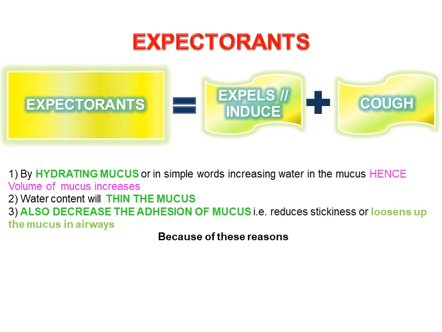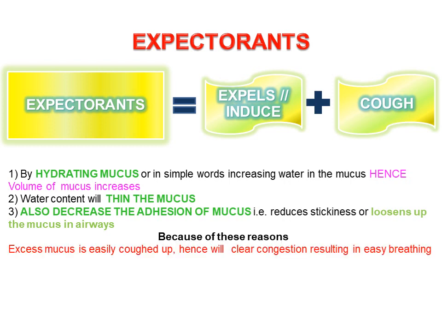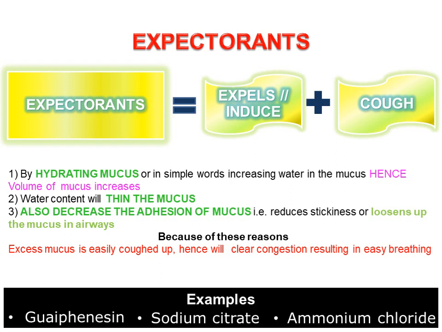Because of these reasons, excess mucus is easily coughed up. Hence, it will clear congestion, resulting in easy breathing. Examples are guaifenesin, the most commonly used expectorant, sodium citrate and ammonium chloride.